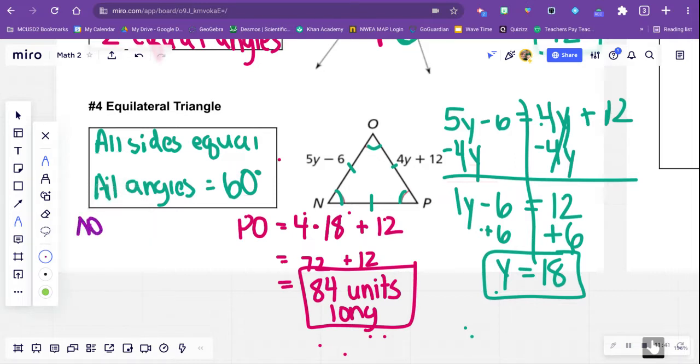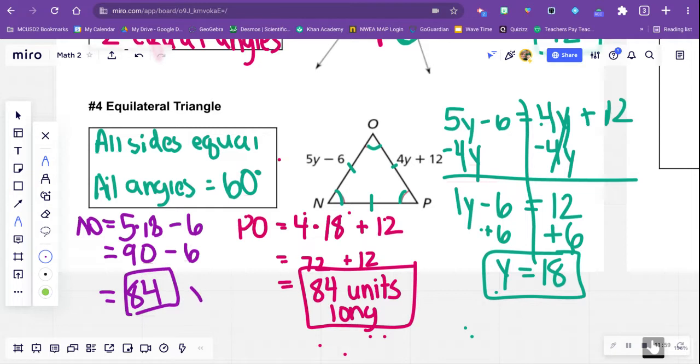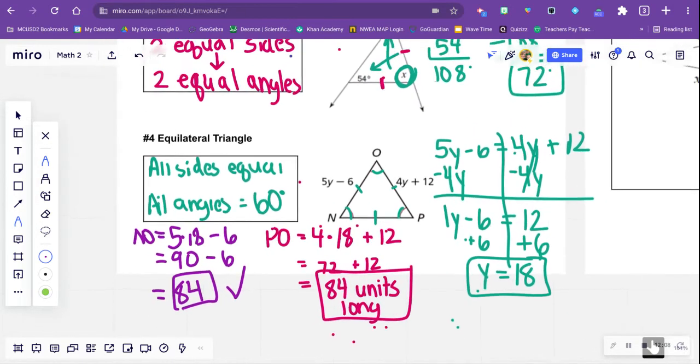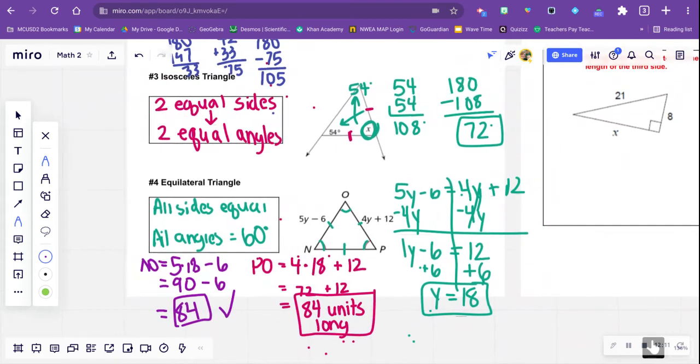This is the cool part. Check your answer. I plug in 18 for y again, but I'm going to do 5 times 18 minus 6. So 5 times 8 is 40. That's 90. Take away 6. Does that give me 84? It does. And so I just verified that those sides come out to be the same because it's an equilateral triangle. All right, so those were those two special triangles. Isosceles, 2 of them are equal. Equilateral, everything's equal.